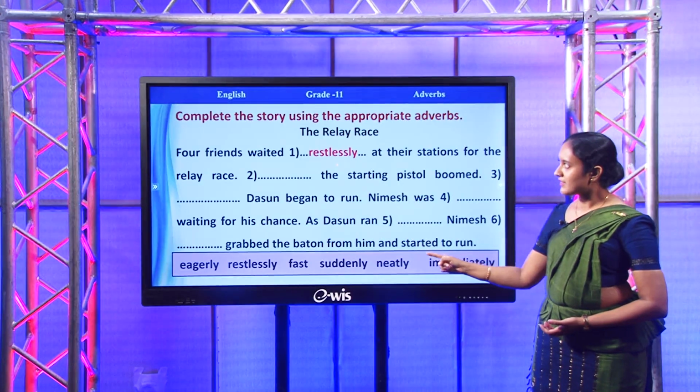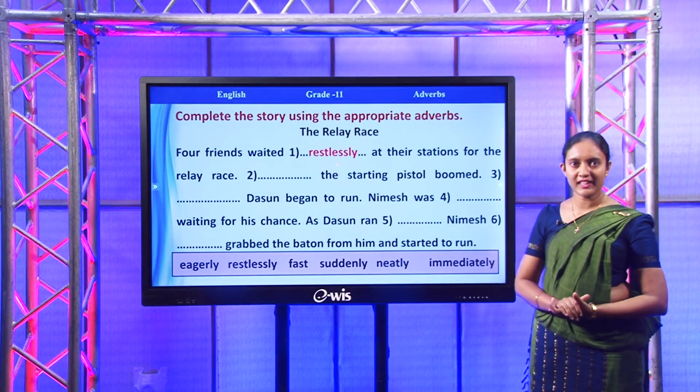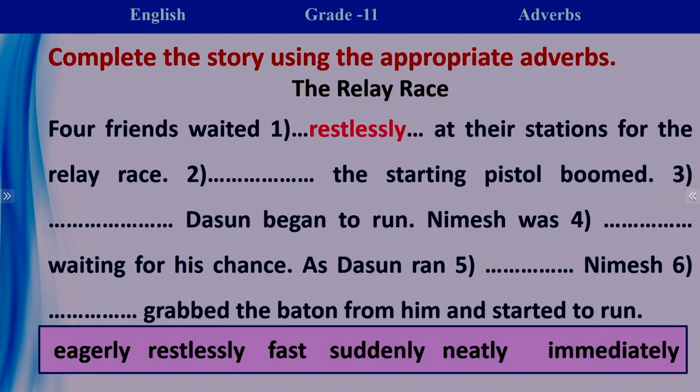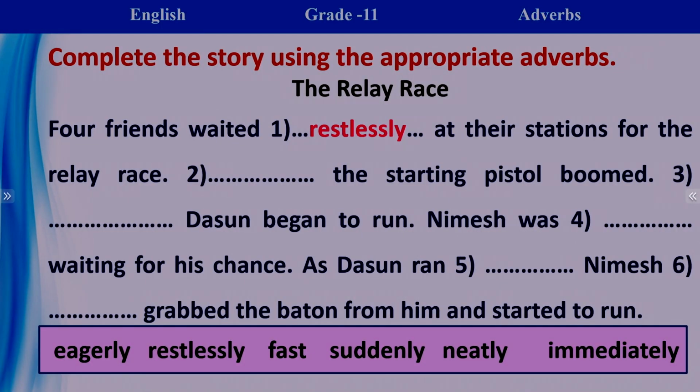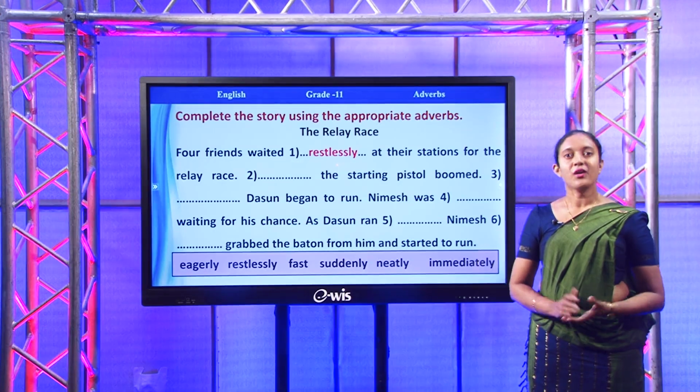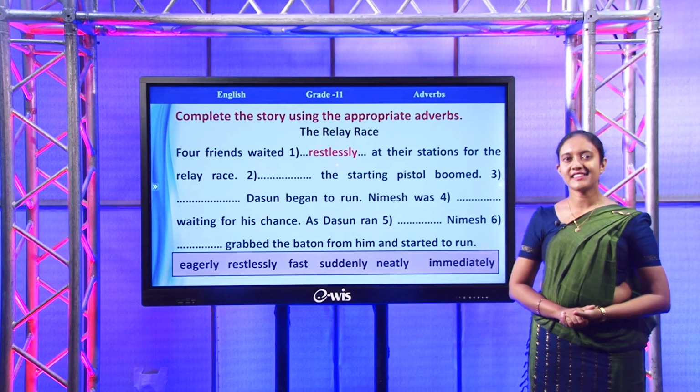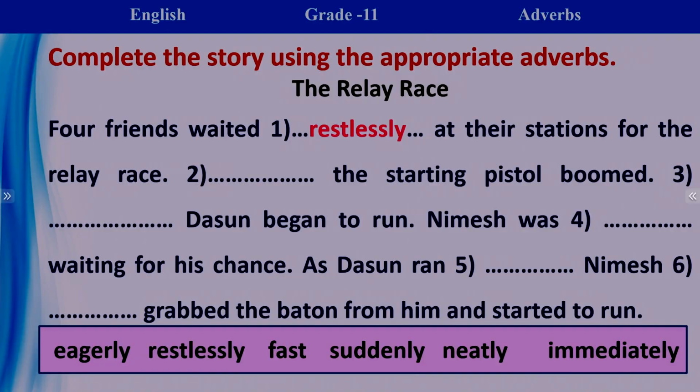So, the words which you have to use to complete the story are given below. They are eagerly, restlessly, fast, suddenly, neatly and immediately. Now, take your time and try to fill in these gaps and complete the story. Hope you could complete the story. Let's check your answers. 4 friends waited restlessly at their stations for the relay race.